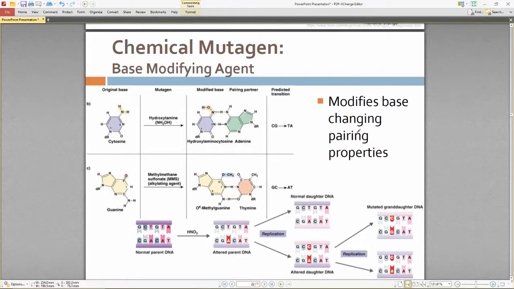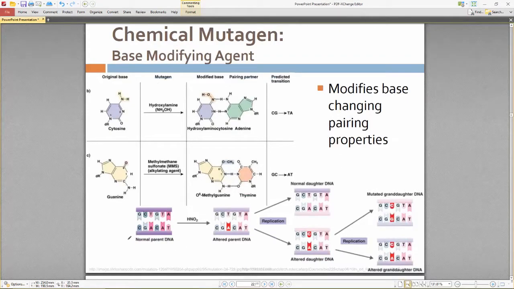And the final chemical mutagen, something called a base modifying agent. What happens is these base modifying agents modify bases, changing their pairing properties. So in this example down here, this adenine base has been modified and altered so that instead of pairing with thymine, it's going to pair with cytosine. And let's see what happens.